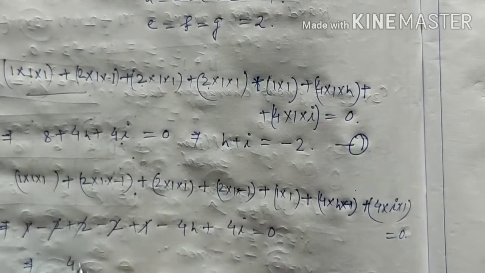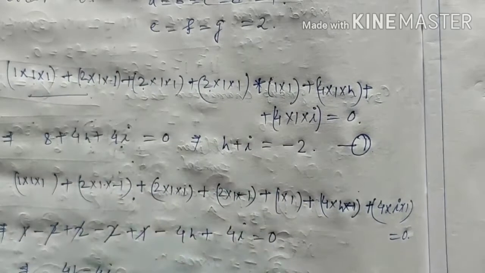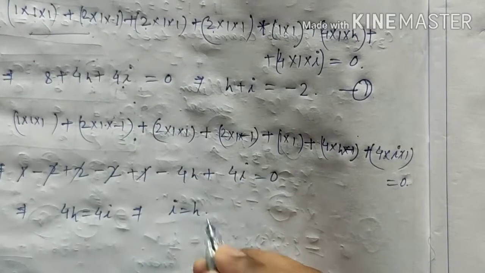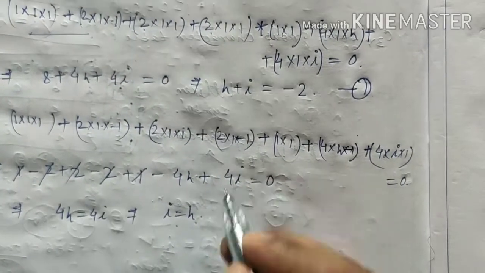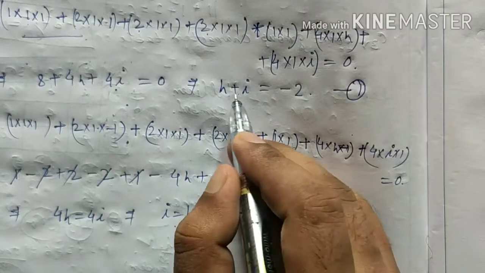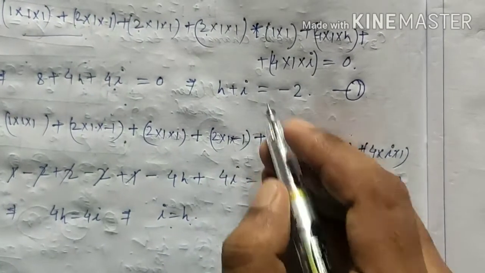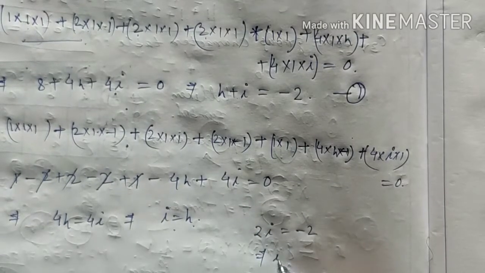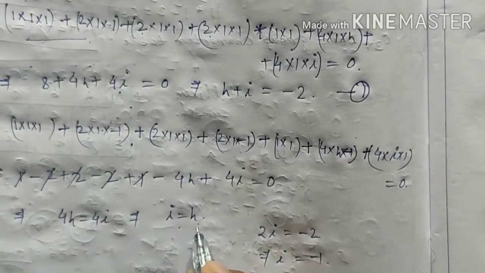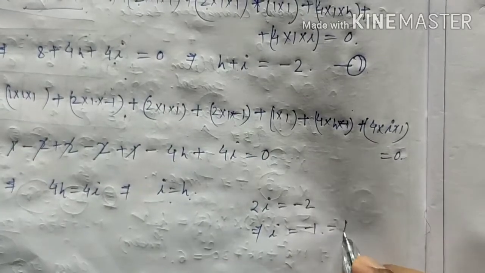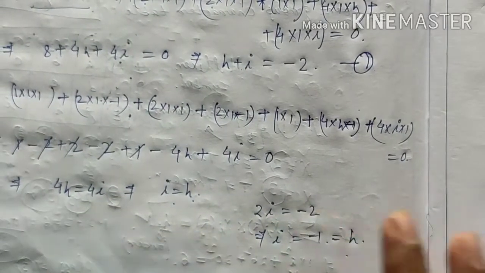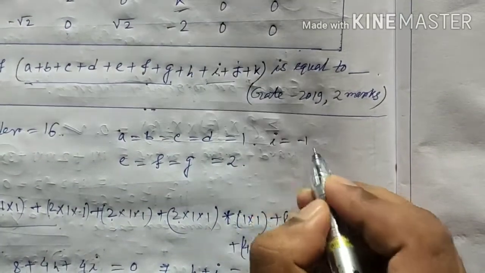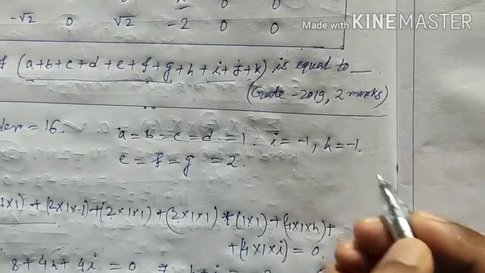That means we can see that 4h equal to 4I, that is I equal to h. If we put this I equal to h here, we can get the value of both h and I. That means here will be 2I is equal to minus 2, I will be minus 1, and since I is equal to h, so value of h will be also minus 1. So we can write here that I is equal to -1, h is equal to also -1.